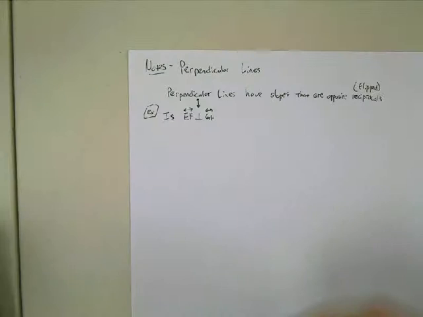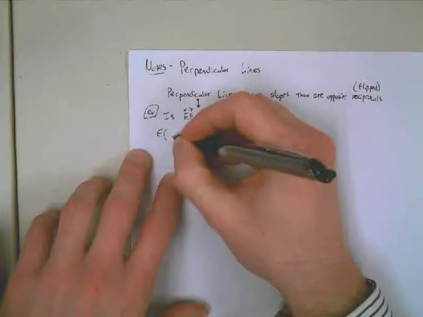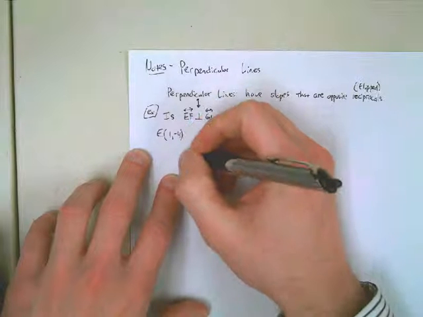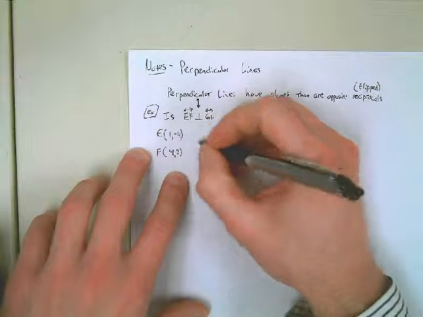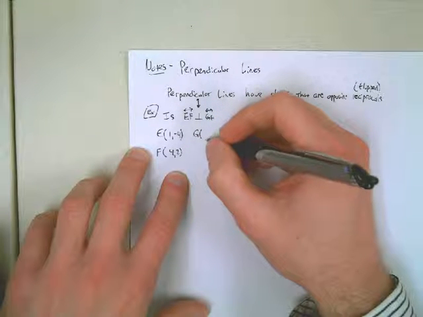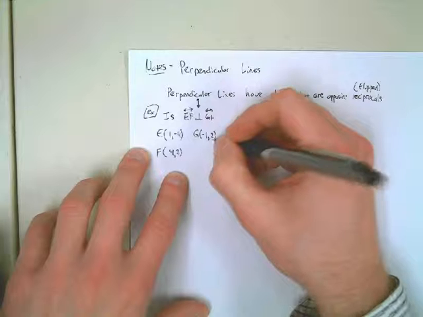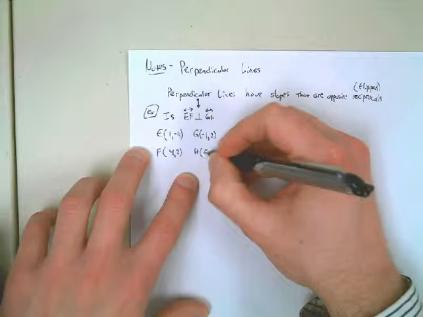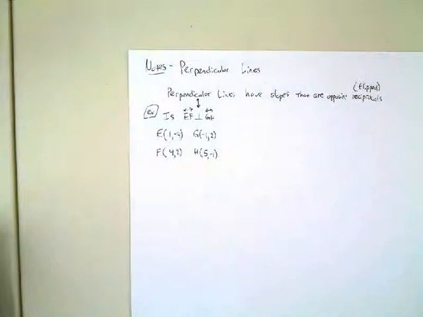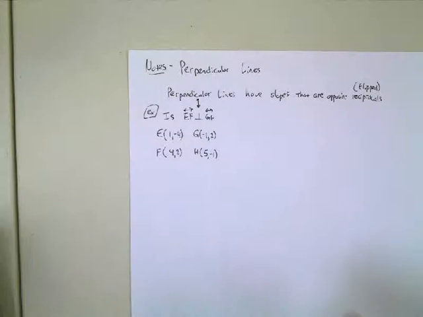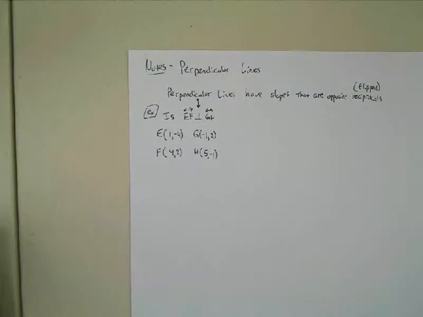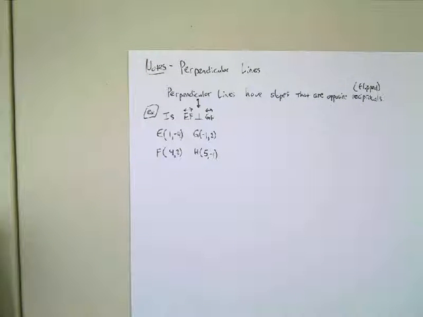Okay? So, E, we'll say, has coordinates (1, -4), and F, we'll say, has coordinates (4, 2). G, we'll say, has coordinates (-1, 2), and H has coordinates (5, -1). Okay? And so we want to find the slopes, right? We want to find the slopes of those to determine whether they are parallel or whether they, well, are not.